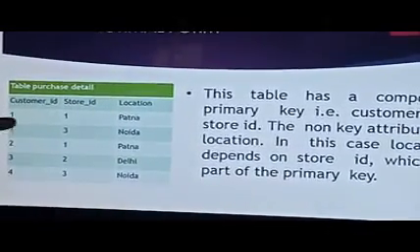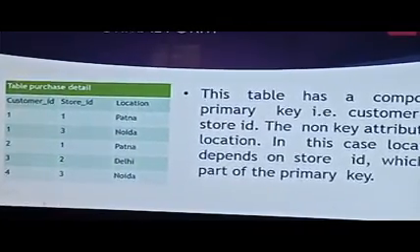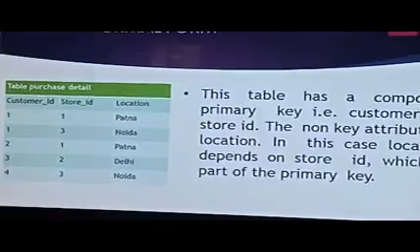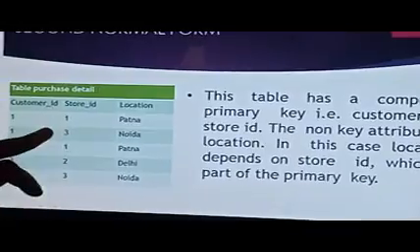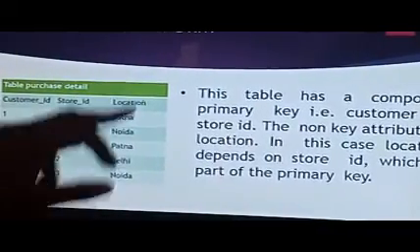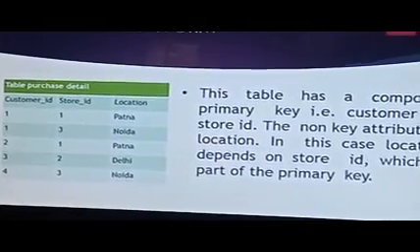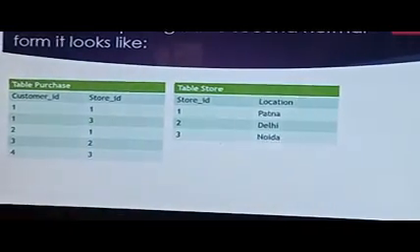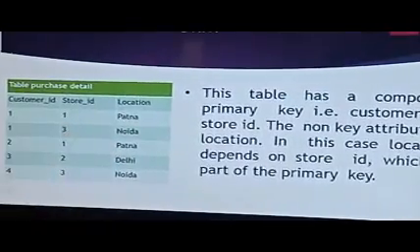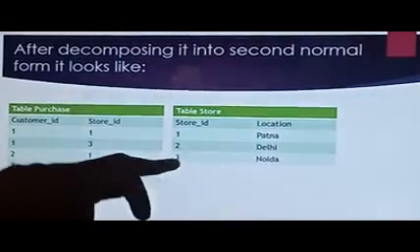You have to find which is a non-prime attribute. Very simply, you can see the result. Of the customer ID and store ID, the location doesn't completely depend on both. In such cases you can see the table split like this. This location is for the store ID and not the customer ID, so you are segregating this location into another table. You can see that 1 refers to Patna, 2 refers to Delhi, 3 refers to Noida.